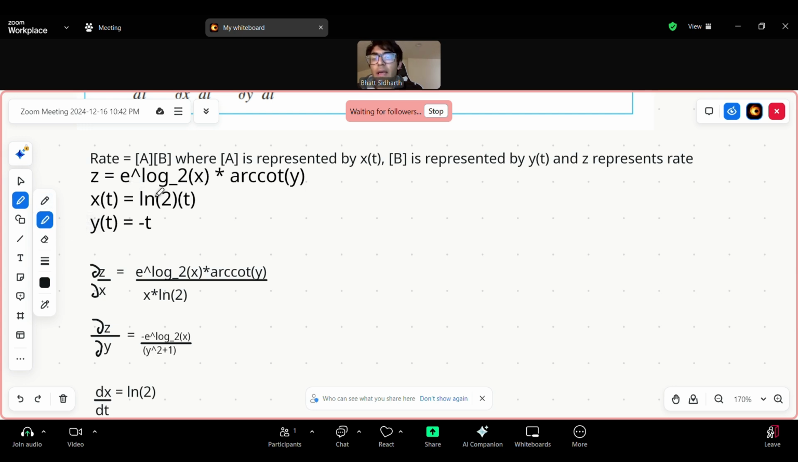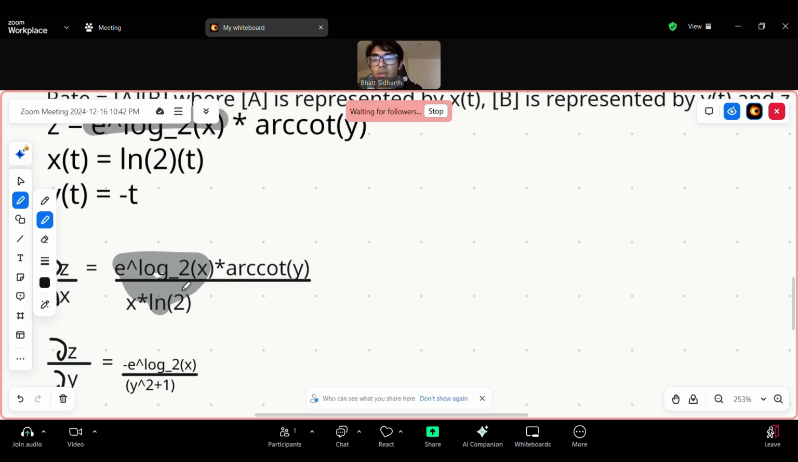And then for x, the terms with x, e to the power log base 2 of x. Log base 2 is essentially ln x over ln 2. So the derivative of that is 1 over x times 1 over ln 2. Then we use the regular chain rule and multiply those at the bottom. So over here is the derivative of this. This whole thing is the derivative of the x term, because we have a function inside another function, so we have to use the chain rule.